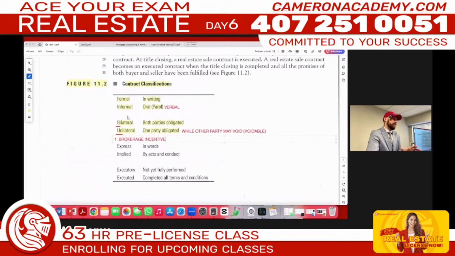So as an associate, if you don't perform, if you don't have the highest sales volume, you don't get the bonus. You're not obligated to do so. But if you are the highest performing agent, am I obligated to give you the bonus as promised? Yes. So one party is obligated, the other party is not. That's one example of a unilateral contract.